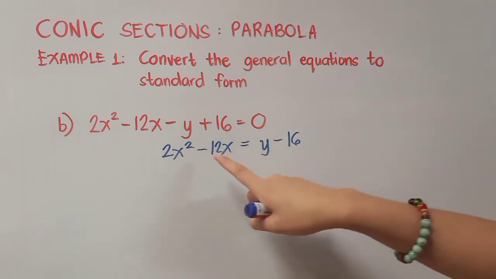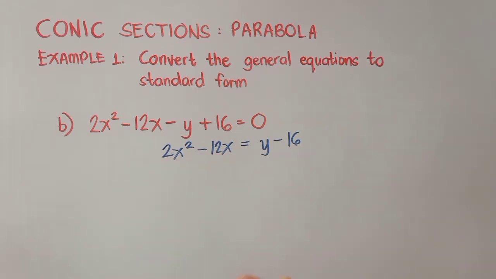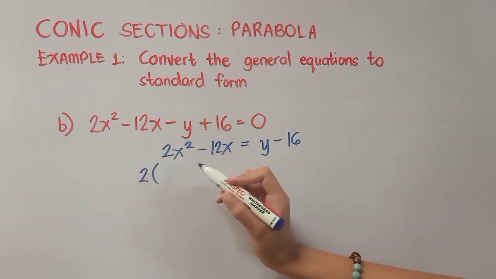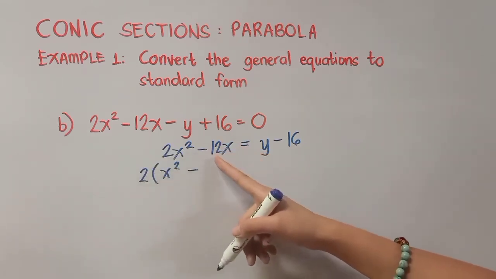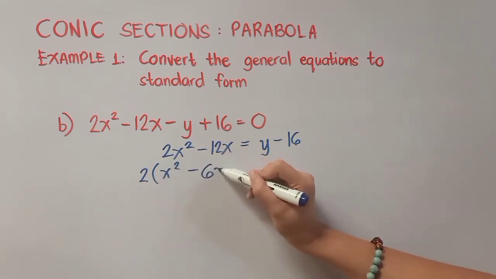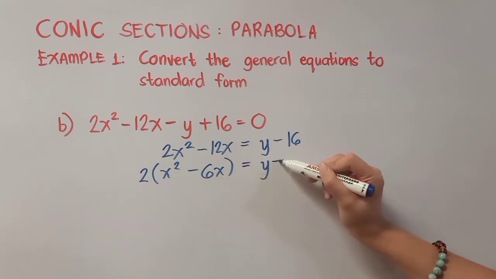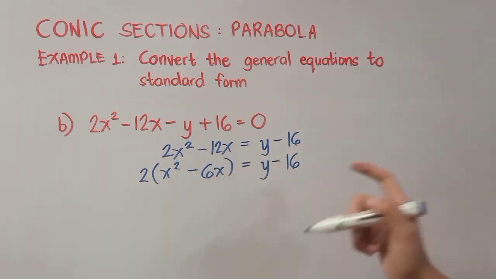Now on the left side, 2 and negative 12 has a common factor, which is 2. So we will place it outside the parenthesis. 2 divided by 2 is 1x squared, so we don't have to write 1. Negative 12 divided by 2 is negative 6x, and we will just write down whatever is on the right side. We can now complete the square.